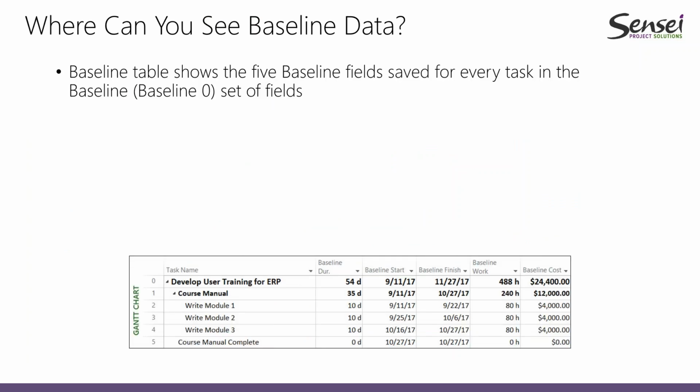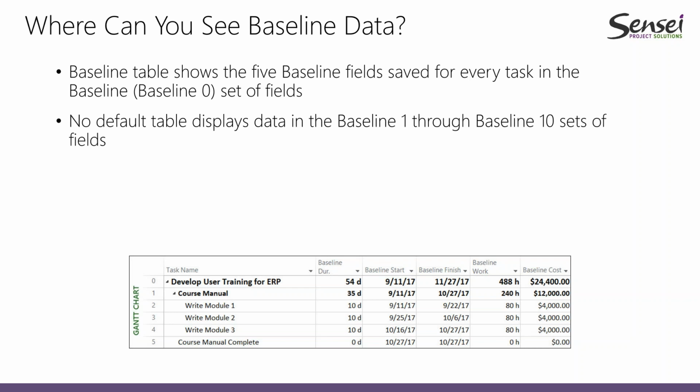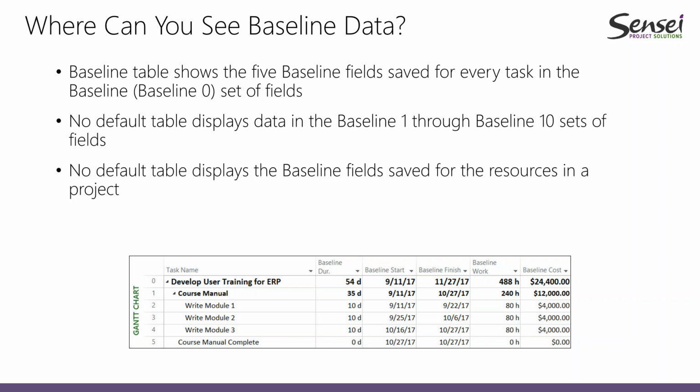And one more important piece of information that I would like to share is that when we are setting a baseline, it's important for us to know that the baseline table is only going to display what has been saved in baseline number 0. For information that is saved in baseline 1, 2, 3 until 10, we do not have a default, out of the box table. So what we can do is copy the existing baseline table and then create another one.